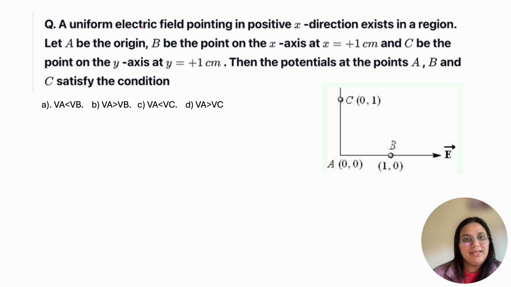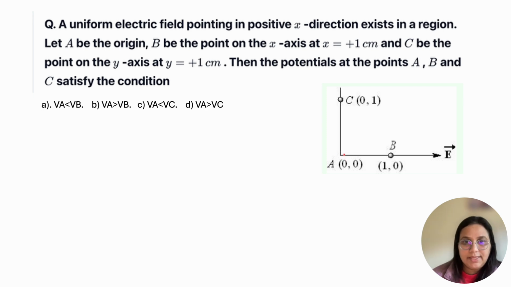A uniform electric field pointing in positive x direction exists in a region. Let A be at the origin, B be the point on the x-axis, x equals plus 1 centimeter, and C be the point on the y-axis at y equals plus 1 centimeter. Then the potentials at the points A, B and C satisfy the conditions. The options are VA less than VB, VA greater than VB, VA less than VC, VA greater than VC.